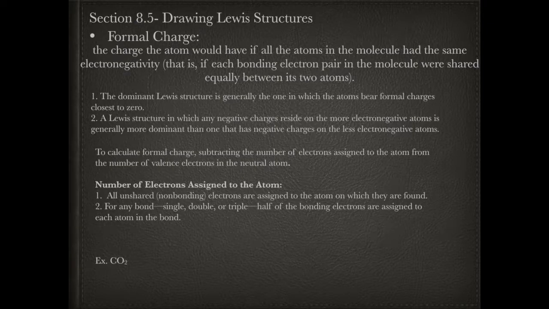So if you look at the example of carbon dioxide, here's where the issue arises. There are 2 different ways of drawing carbon dioxide. You could have 2 double bonds, or you could have a single bond and a triple bond. You don't know which one is dominant. However, you can figure that out really easily. So the first thing that you need to do is determine the number of valence electrons for each of these atoms. So that's easy. Oxygen has 6, carbon has 4.